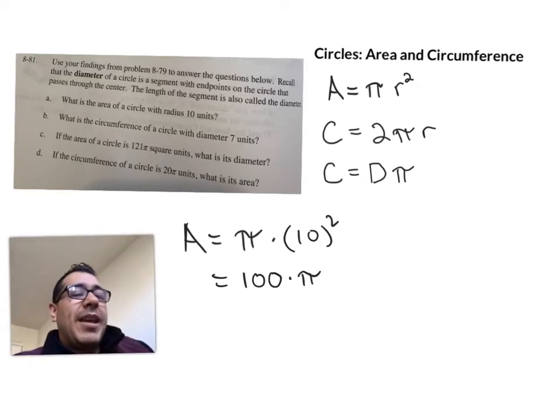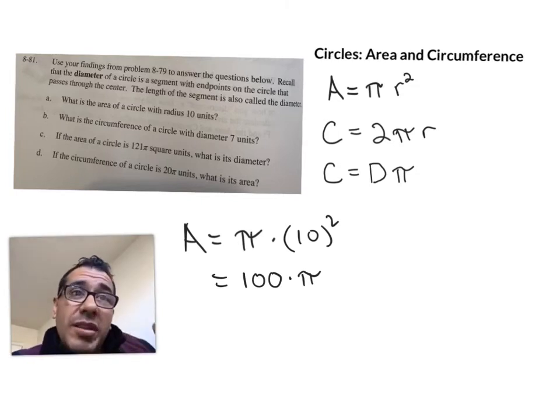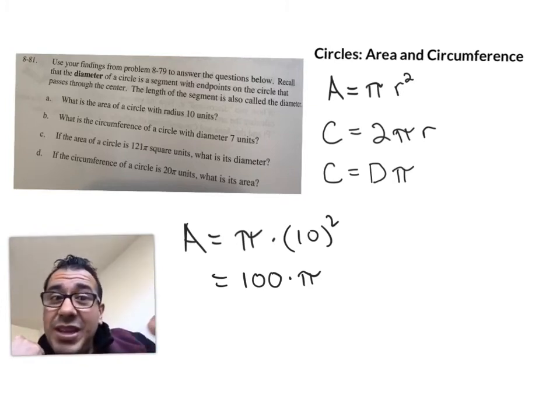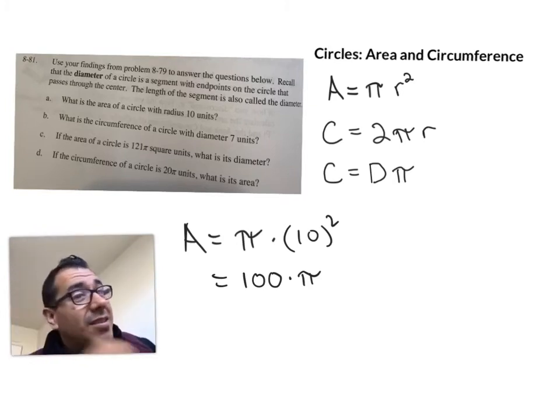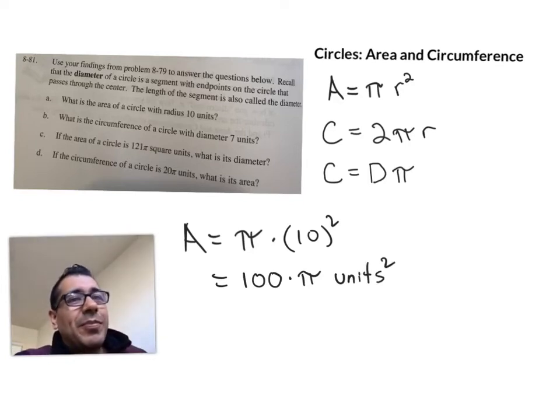And so this gives us our area. And what I look for is, do they tell us centimeters? Do they tell us inches? Do they tell us feet? Do they give us some type of units? They just say units. So we're going to say units squared. So this is our area.